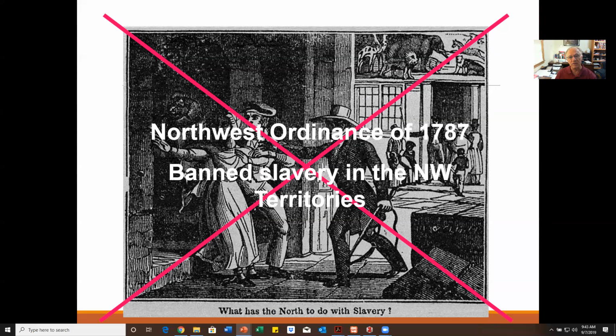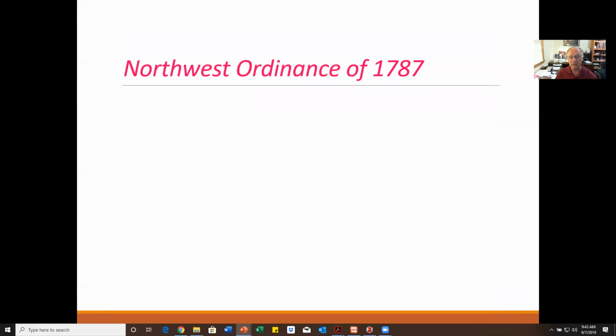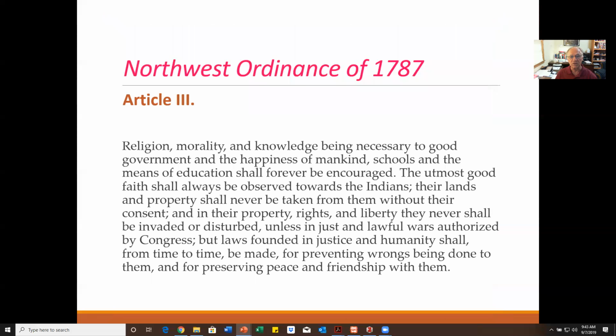So think about that. The 13 colonies, some of which were slave states, agreed and ratified this treaty, if you will, and established the Northwest Ordinance banning slavery in the Northwest Territories. That was 2 months before the Constitution was completed. There is only one article from the Northwest Ordinance that we're going to spend any time on. Again, the purpose is to give you an idea of the tenor of the times, the way people thought.